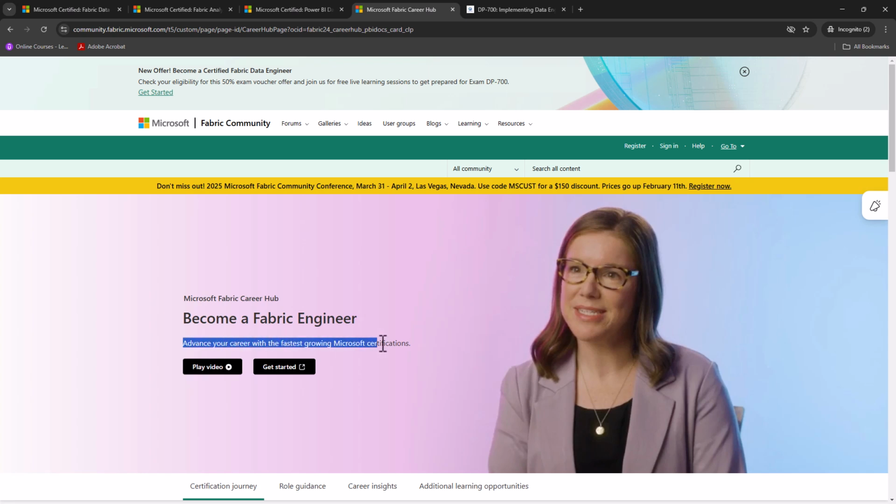Microsoft have a website called the Microsoft Fabric Career Hub. It says advance your career with the fastest growing Microsoft certifications. Indeed, they said that the DP600 is a really fast growing certification. And the DP700 was evolved from the DP600, so much so that there has been a major change in the DP600 in November. The PySpark requirements got moved into the DP700 and instead it added KQL.